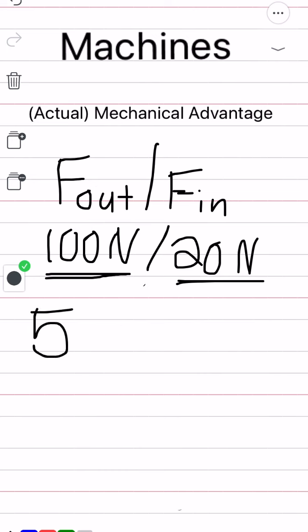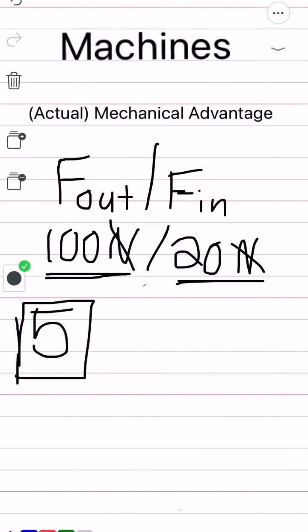But if you notice, the units, newtons, cancel. So that's very important. The mechanical advantage is a unitless quantity. It's not like newtons, meters, seconds. There are no units. It's just 5. The actual mechanical advantage is 5.